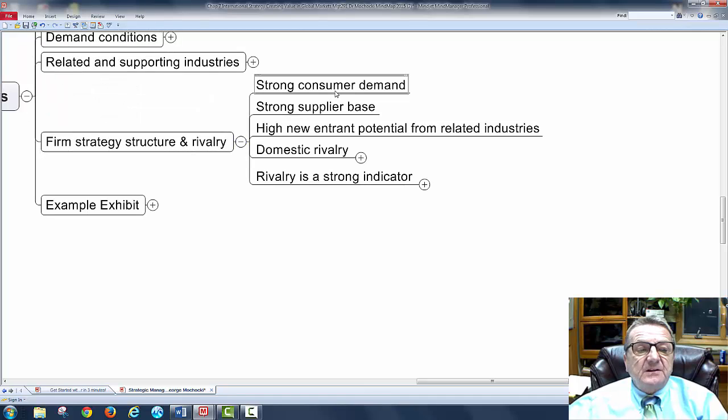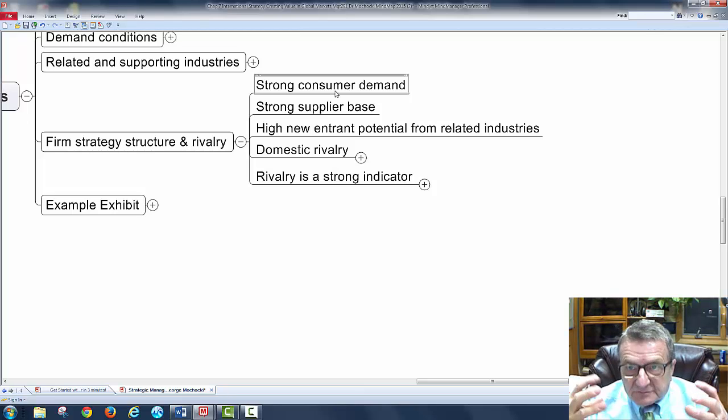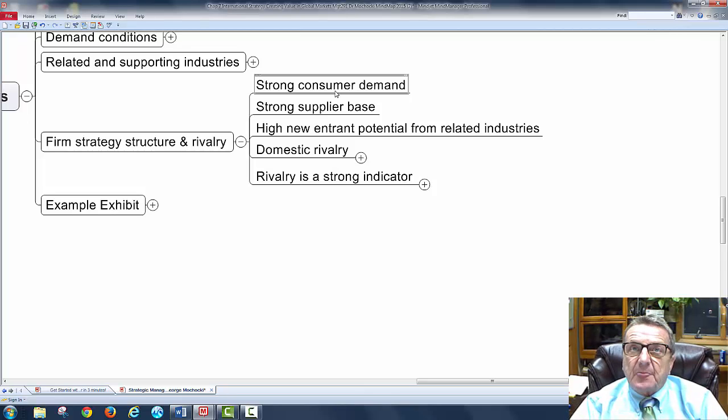If I'm looking at other firms' strategies, structure, and rivalry, there is strong customer demand for my product, but I always have competition. A strong supplier base is good. It makes me strong because I have a steady flow of raw material coming in at an inexpensive cost, because it's closer to my manufacturing and my customer base.